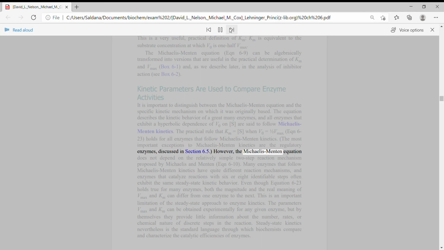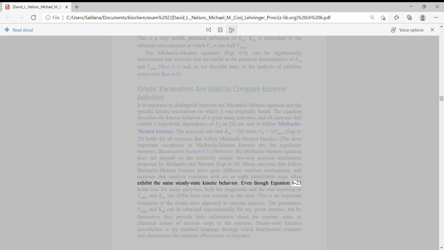However, the Michaelis-Menten equation does not depend on the relatively simple two-step reaction mechanism proposed by Michaelis and Menten, Eq. 6-10. Many enzymes that follow Michaelis-Menten kinetics have quite different reaction mechanisms, and enzymes that catalyze reactions with 6 or 8 identifiable steps often exhibit the same steady-state kinetic behavior.